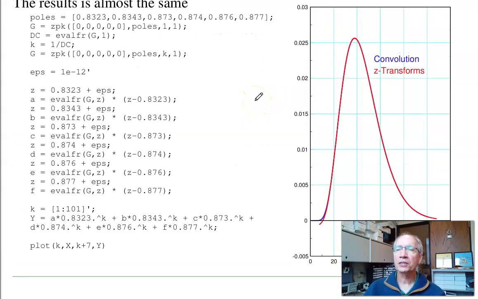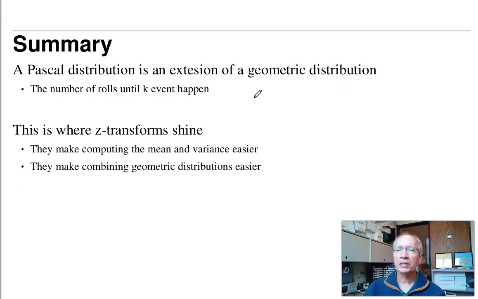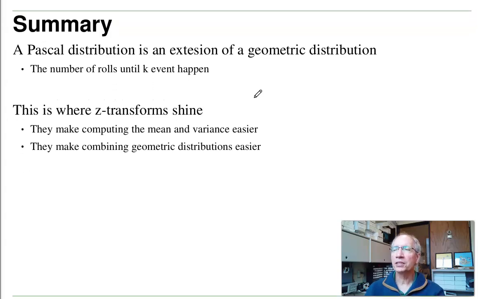So that's a Pascal distribution. A Pascal distribution is an extension of the geometric distribution. It's the number of rolls until k events happen. This is where the z-transform really shines. It makes computing the mean and variance a whole lot easier. It makes combining geometric distributions a whole lot easier. I can also use convolution. Convolution pretty much always works. But if I want a closed form solution for what the PDF is, I kind of need to use z-transforms.